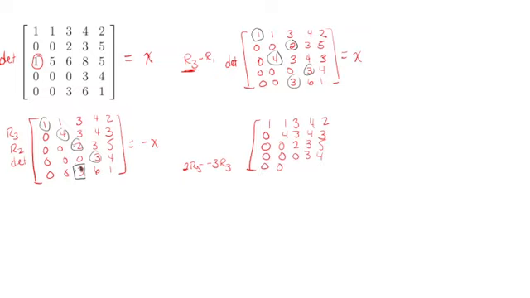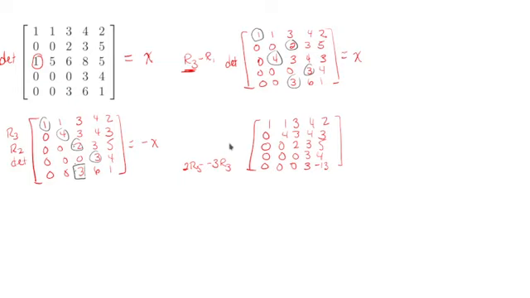All right, 6 minus 6 is 0. 12 minus 9 is 3. And 2 minus 15 is negative 13. Let's check that again. 2 times row 5 is 2. 3 times row 3 is 15. 2 minus 15 is negative 13.